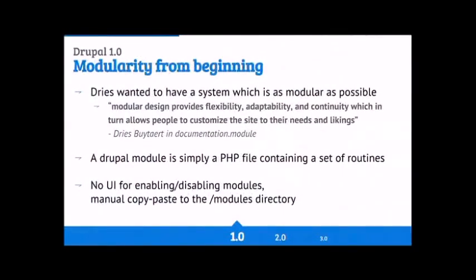And also from the very first version, Drupal was modular, because Drupal wanted to have a modular system so that other people could adjust it to their own needs. In the beginning, the modules looked very primitive compared to today. They were just a single PHP file called .module, located in the modules directory.